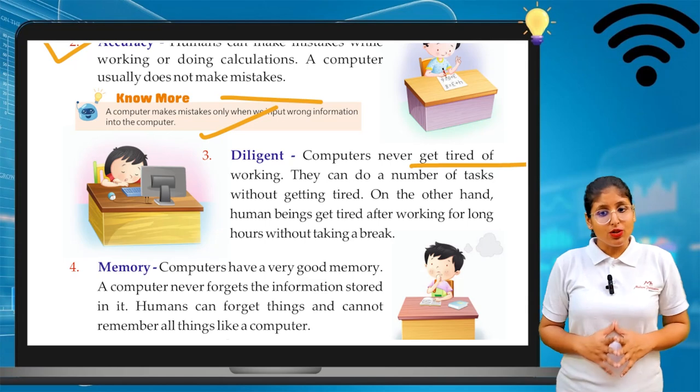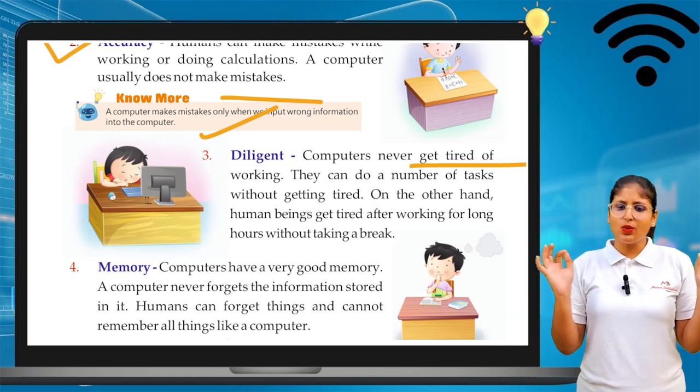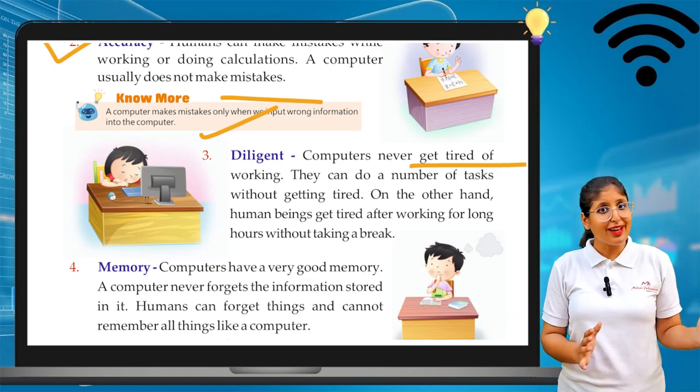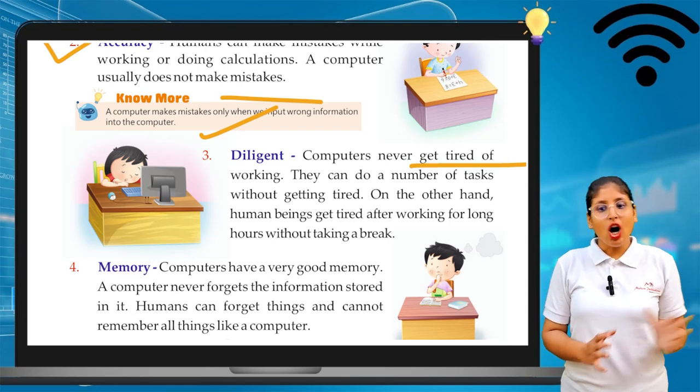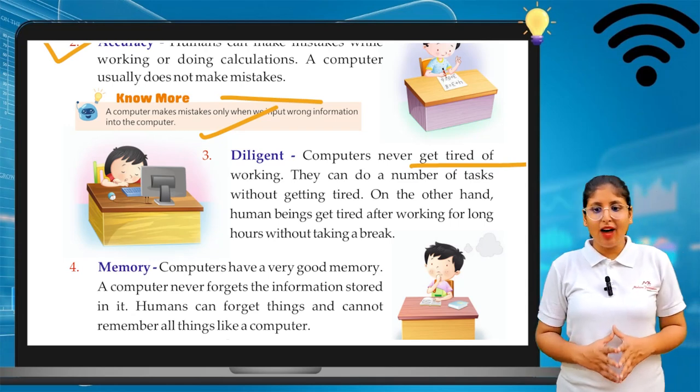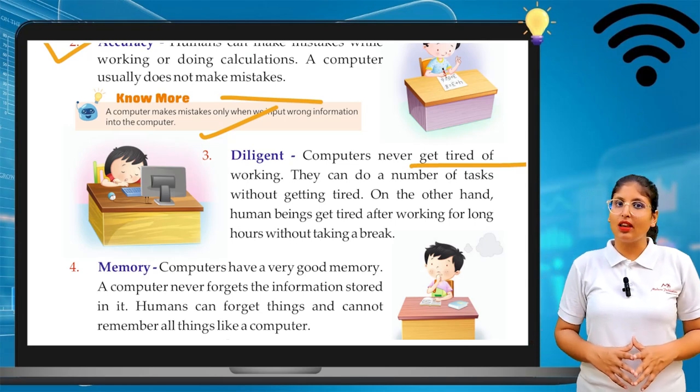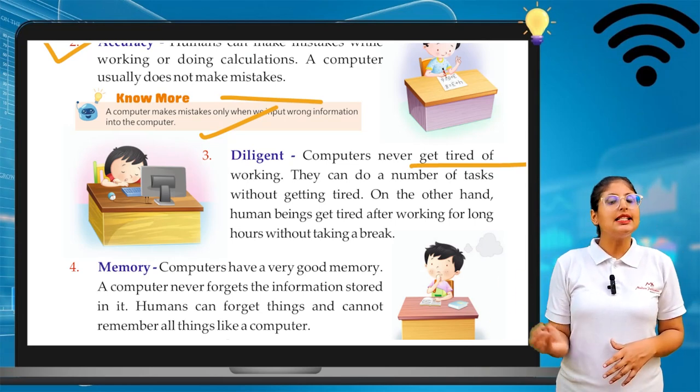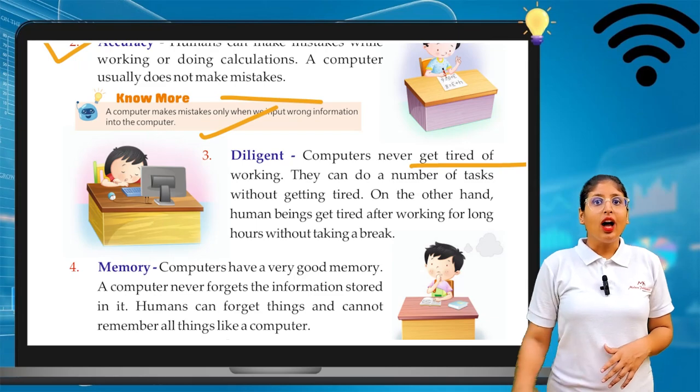So computers can do a number of tasks without getting tired. On the other hand, human beings get tired after working for long hours without taking a break. So human beings get tired more easily as compared to computers.